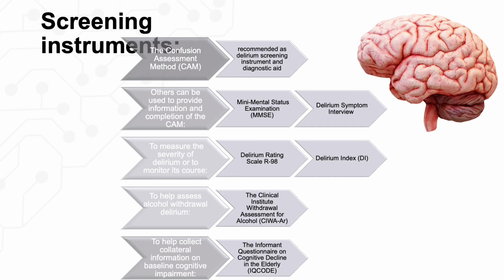So, the Confusion Assessment Method is recommended as a delirium screening instrument and diagnostic aid. Others can be used to provide information and completion of the CAM, such as the Mini-Mental State Examination and the Delirium Symptom Interview. Mini-Mental State Examinations, such as the MMSE, may be affected when the patient is delirious. However, it should be a serial assessment, so if there is any difference, it can be monitored. To measure the severity of delirium or to monitor its cause, the Delirium Rating Scale or Delirium Index can be used. To help assess alcohol withdrawal delirium, the Clinical Institute Withdrawal Assessment for Alcohol, CIWA-Ar, can be used. To help collect collateral information and baseline cognitive impairment, the Informant Questionnaire on Cognitive Decline in the Elderly can also be used.